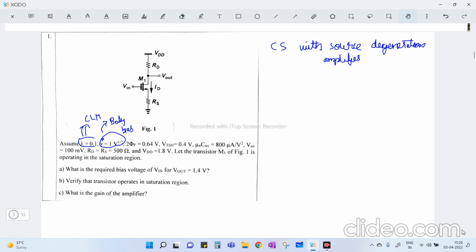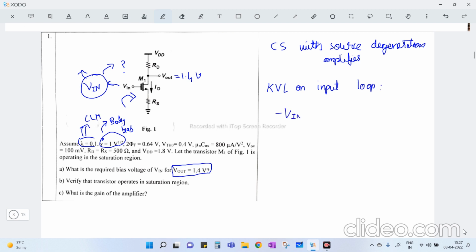So they asked, what is the required bias voltage of Vin given that Vout is 1.4 volts. So they are asking what is the value of Vin so that Vout would be 1.4 volts. Now let's start applying KVL on the input loop so that the KVL contains this variable which is unknown.